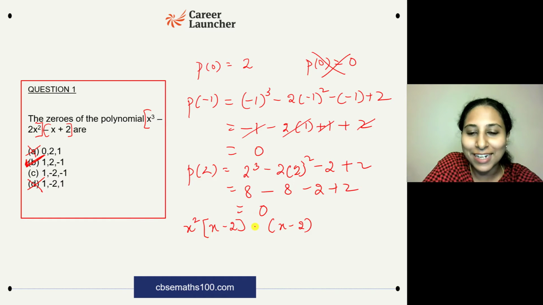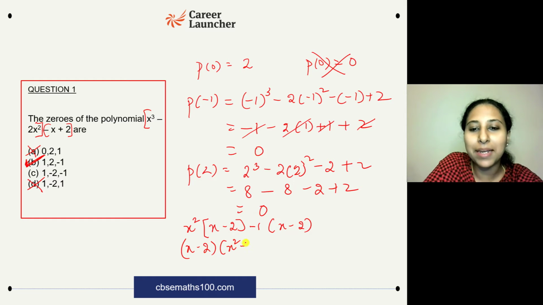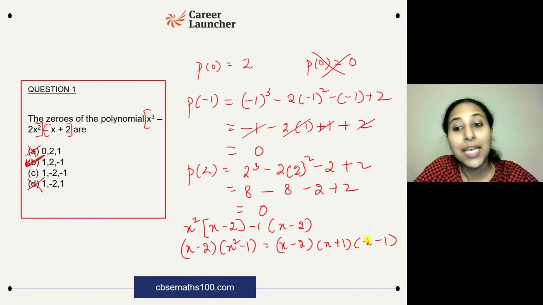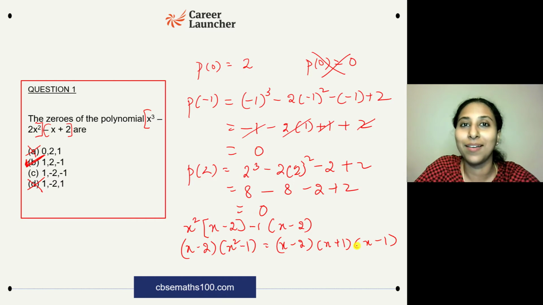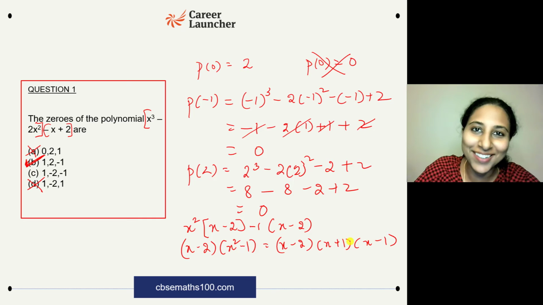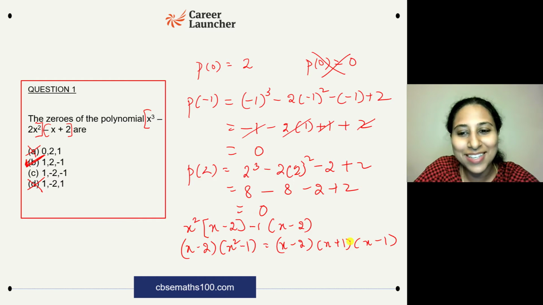What would be left outside? You will have minus 1. Taking the common factor out, you get x minus 2 into x square minus 1, which is the same as x minus 2 into x plus 1 times x minus 1. Here we have obtained all the factors of this polynomial. And we know that if you have the factors, it's easy to get the zeros.